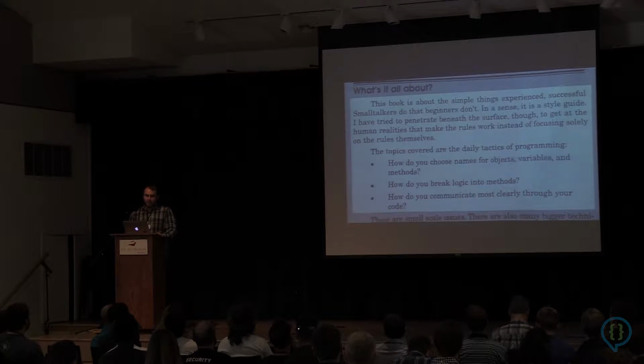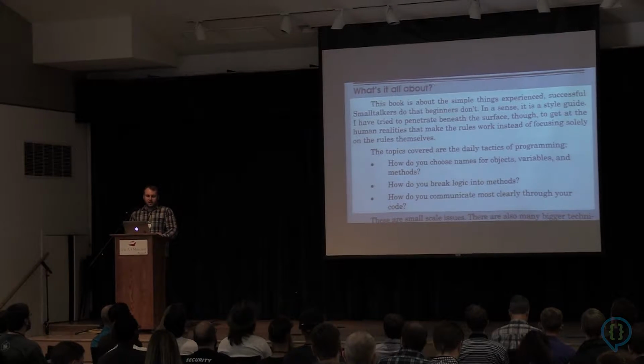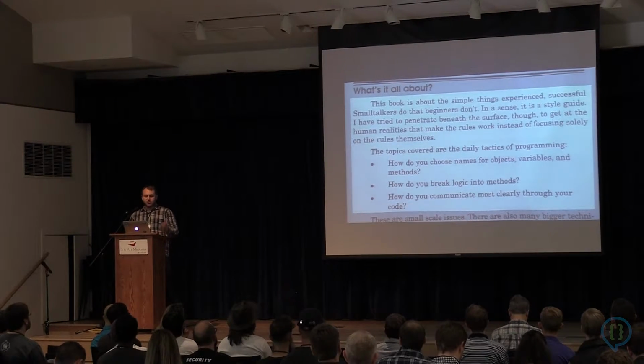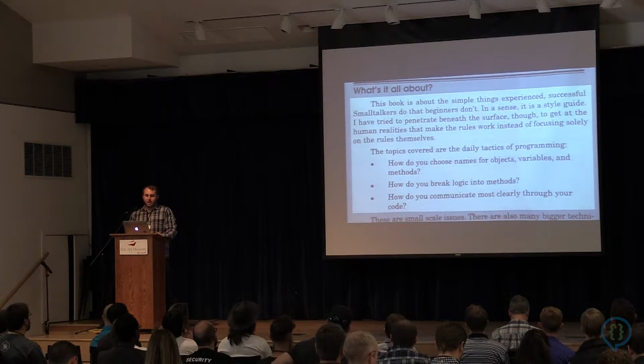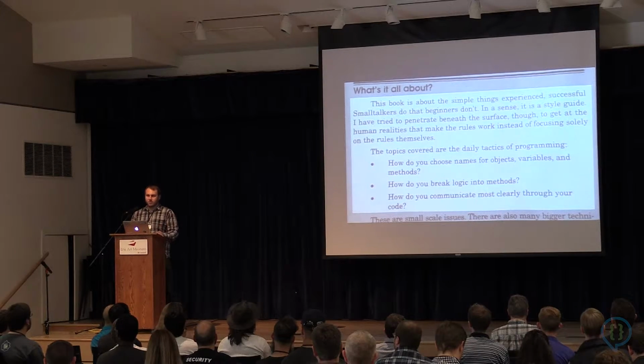This is an excerpt from the beginning of Smalltalk Best Practice Patterns, where he says this book is about the simple things experienced, successful Smalltalkers do that beginners don't. The topics covered are things like, how do you choose names for objects, variables, and methods? Or how do you break up logic into methods? Or how do you communicate most clearly through your code? He's never really talked about some of these higher-level architectural principles like hexagonal architecture or CQRS or event sourcing.